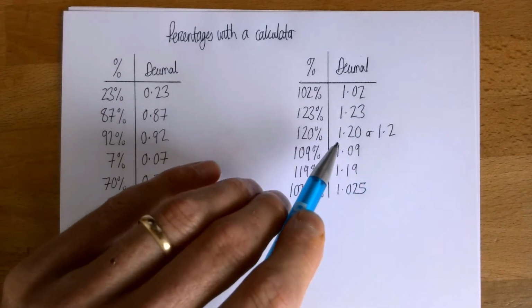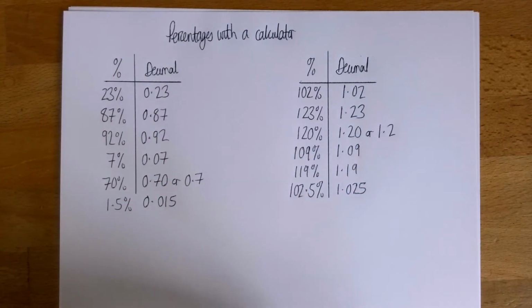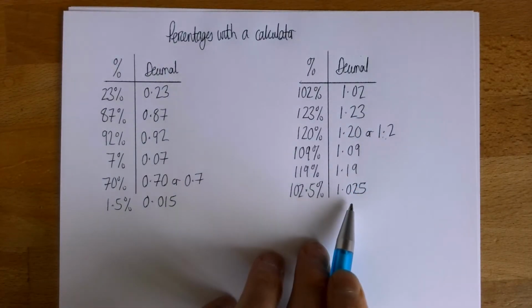And these ones again, 120. I don't know how you wrote it. Either is okay. This is the best way. And 102.5%, again, no double decimal point, it's just 1.025.